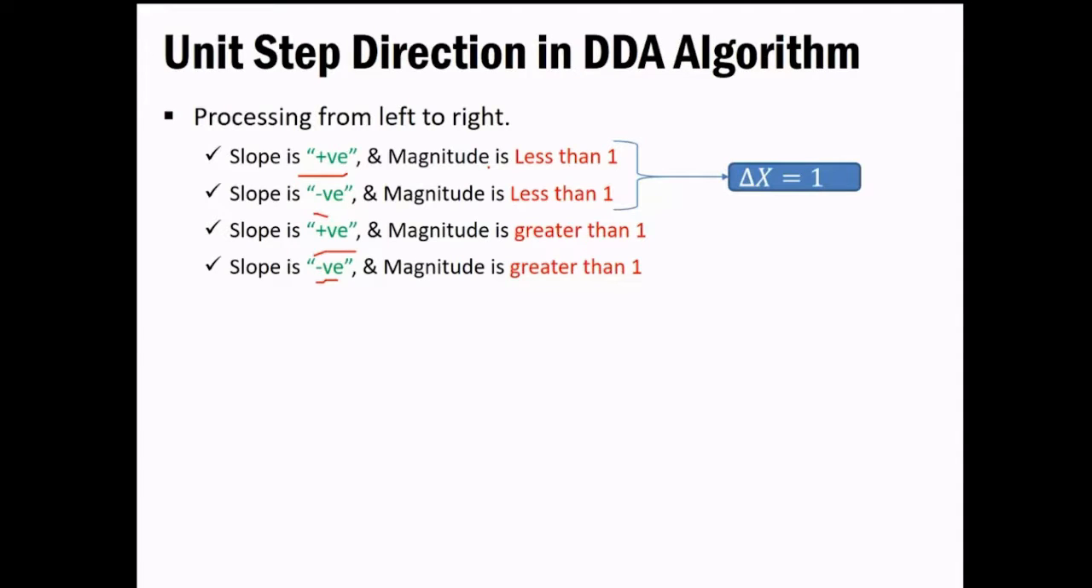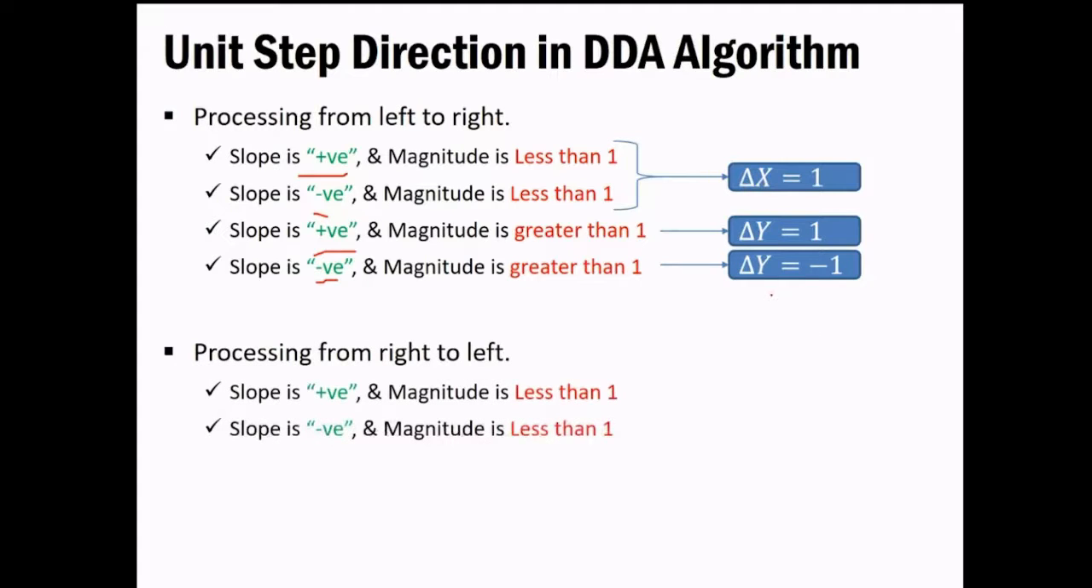Okay, and if the slope is negative and the magnitude is less than 1, then also you have to keep delta x as 1. Okay, similarly slope positive and slope is negative. If slope is positive and the magnitude is greater than 1, you'd be getting at some point the magnitude equal to 1.5 or something like that. So in that case, what you have to do is you have to start from the y direction, so that would be giving you delta y value as 1. And if the slope is negative and the magnitude is greater than 1, then you have to start with delta y that is equal to -1.